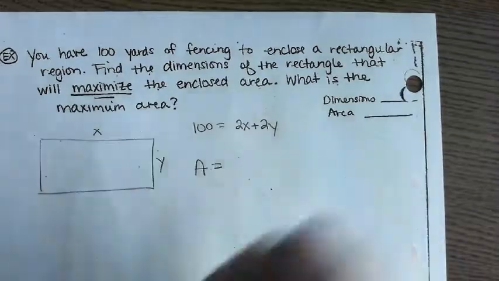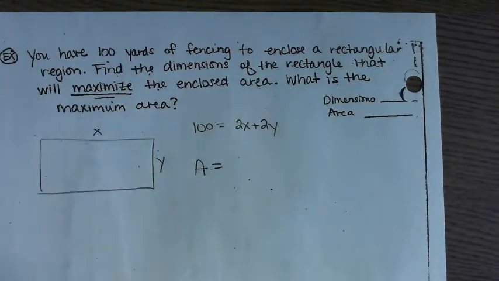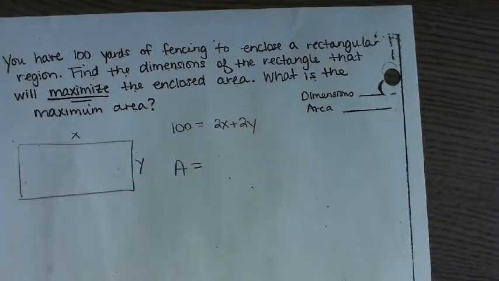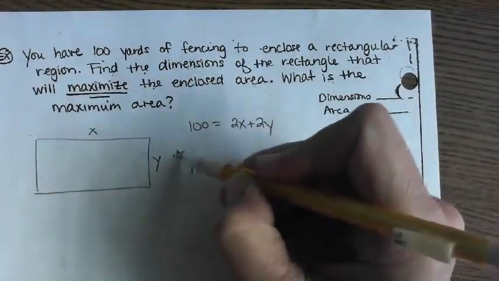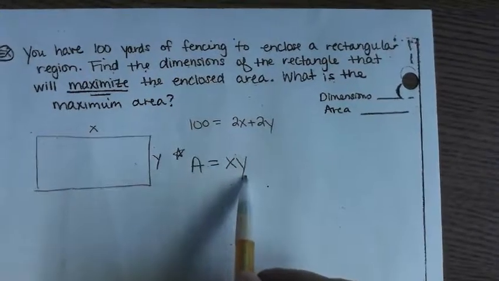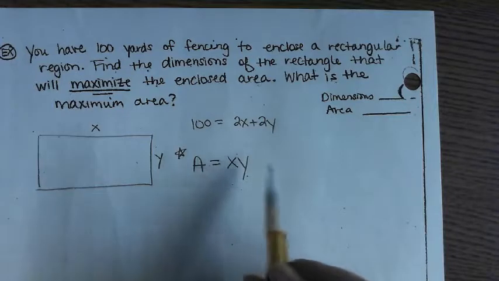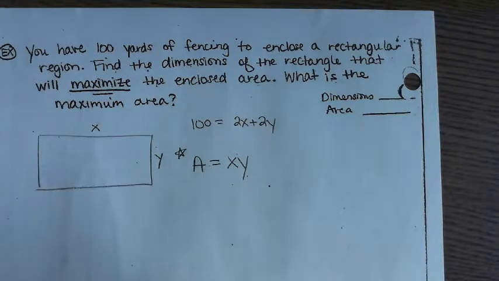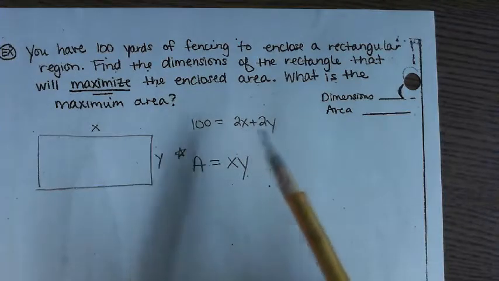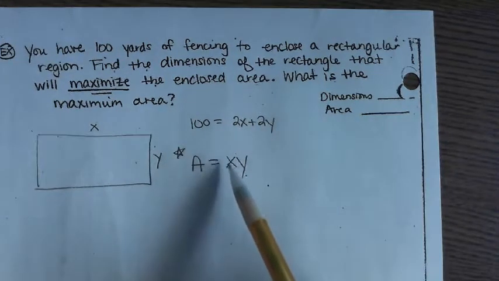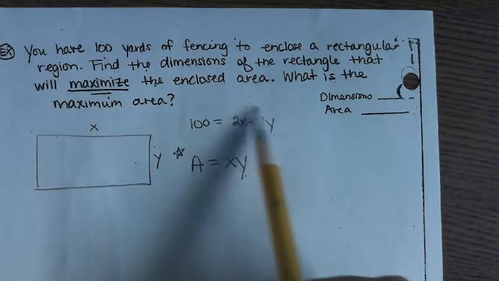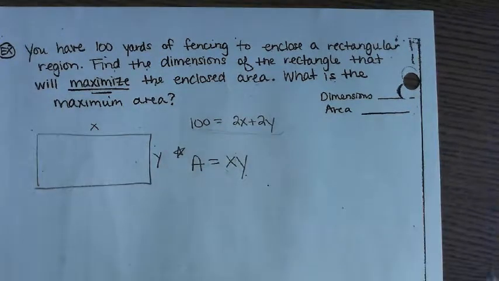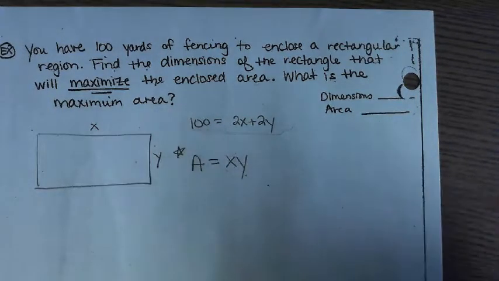So area equals, and what's the equation? Just straightforward for the area. Michelle. X times Y. Okay, and I'm going to star this one because this is the one we're maximizing. So this is the one that we need to get all in terms of one variable. We need to either substitute out the X or substitute out the Y. So we're going to use our other equation to solve for one of those two variables. Let's just grab a random one and solve for X.